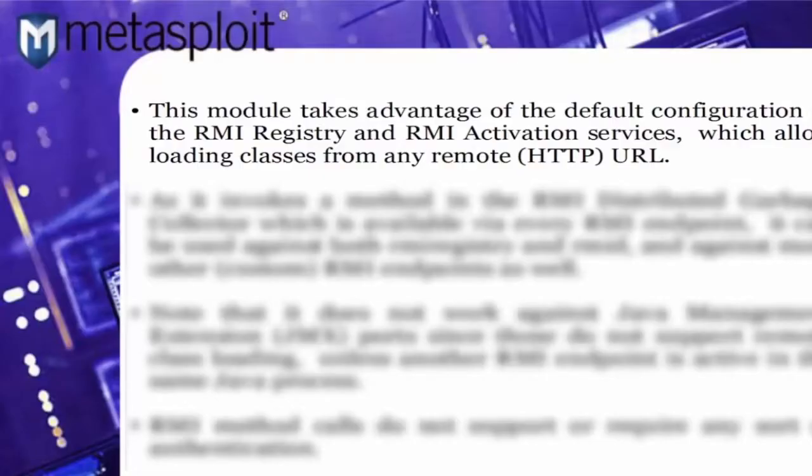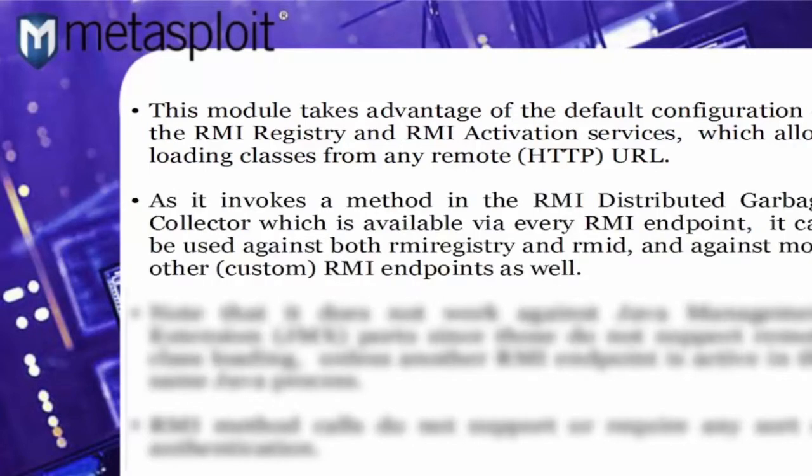This module takes advantage of the default configuration of the RMI registry and RMI activation services, which allow loading classes from any remote URL, as it invokes a method in the RMI distributed garbage collector which is available via every RMI endpoint. It can be used against both RMI registry and RMID and against most other RMI endpoints as well.